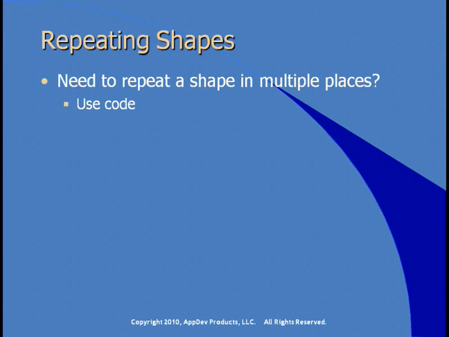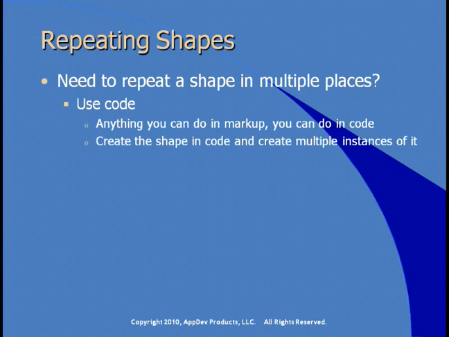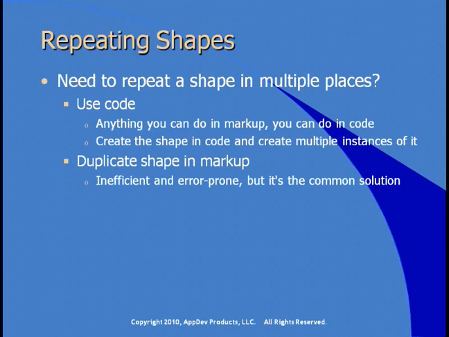Well, the easiest way to do this is to use code. Anything you do in markup, you could do in code. You can create the shape in code and then create multiple instances of it. And you can do that. We won't do that in this demonstration. You could duplicate the shape in markup. This is inefficient and error-prone, but it's certainly the most common solution, and that's the one we'll be using here.